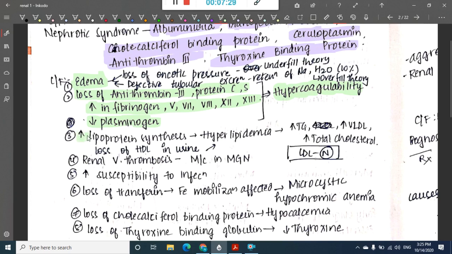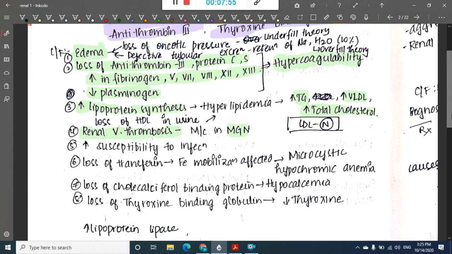It also causes increased lipoprotein synthesis. So as a result, there will be hyperlipoproteinemia or hyperlipidemia, that is increased triglycerides, increased VLDL and increased total cholesterol are seen in nephrotic syndrome. You will also see renal vein thrombosis, which is most commonly seen with membranous glomerulonephritis.